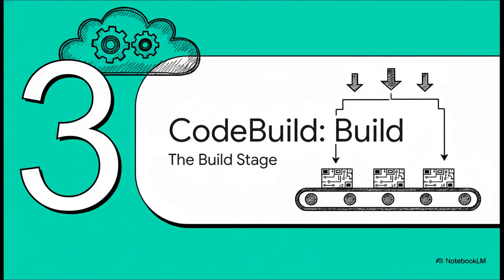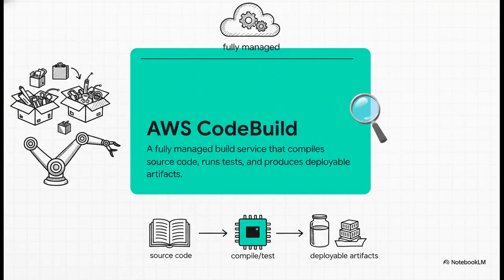Okay, so we've got our code safely tucked away in the warehouse. Now what? Well, now we have to actually build it. And that brings us to stage 2, the build stage, which is powered by AWS CodeBuild. Now that phrase right there, fully managed, that is exam gold. With CodeBuild, you don't have to set up, patch, or manage your own build servers at all. You just hand over the code for your shopping cart feature, and CodeBuild does the heavy lifting. It compiles it, runs all the tests to make sure it works, and spits out a ready-to-deploy package.